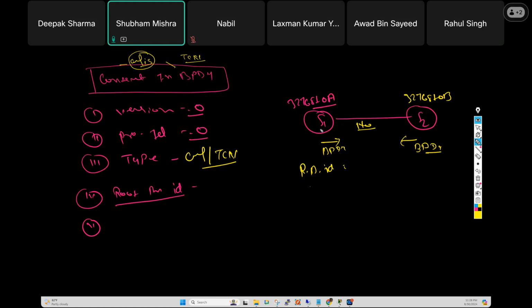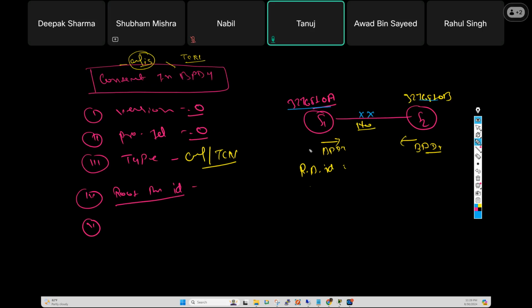But tell me, is there an election happening? No, right now the election has not happened. So if the election has not happened, then how will the root bridge be elected? Not possible. Again, this is the bridge ID and this is the bridge ID. Right now, both switches have not exchanged any BPDU. It means there is no election right now.